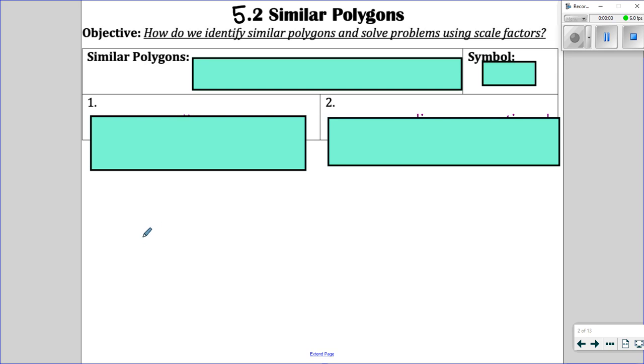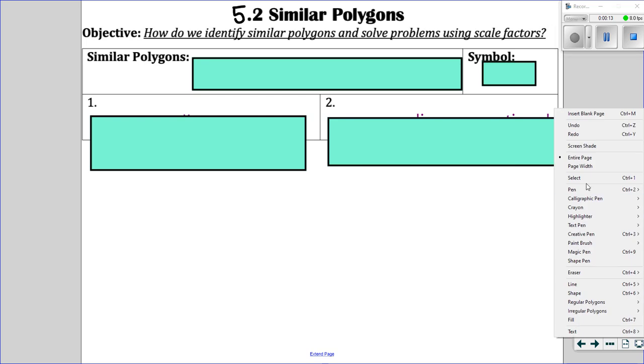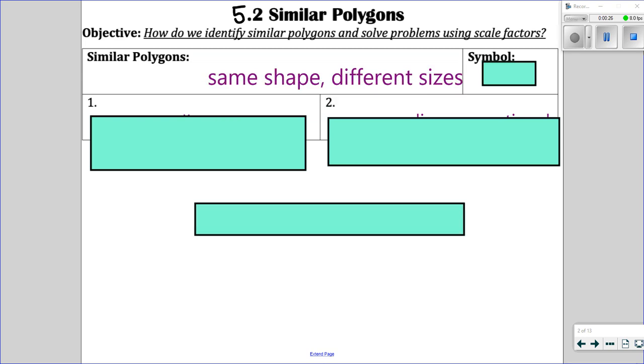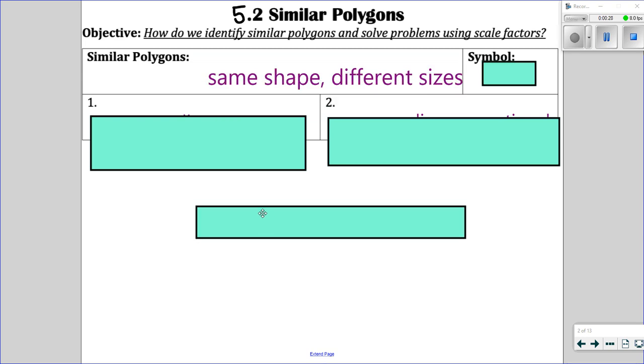Hi, today's lesson is similar polygons. The objective is how do we identify similar polygons and solve problems using scale factors. Okay. So before we delve into similar polygons, we need to know what it is, what it involves, and the symbol. So similar polygons basically is same shape but different sizes.